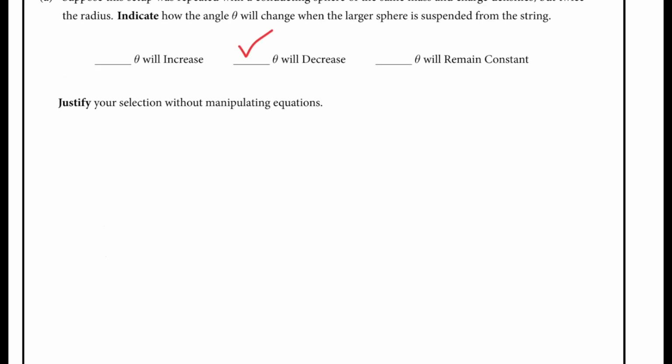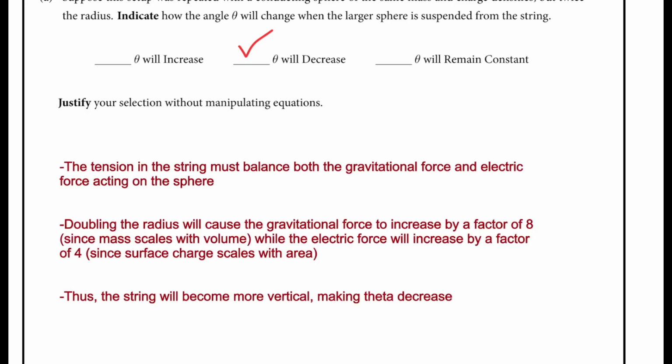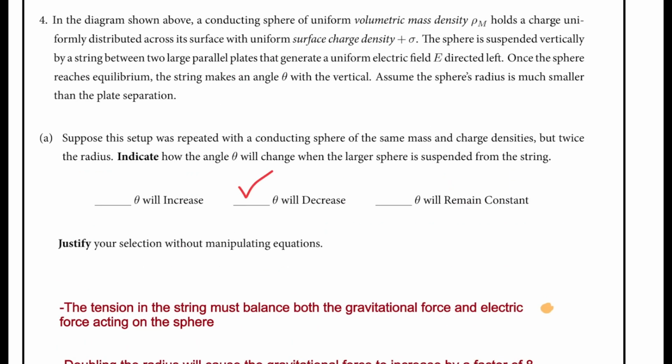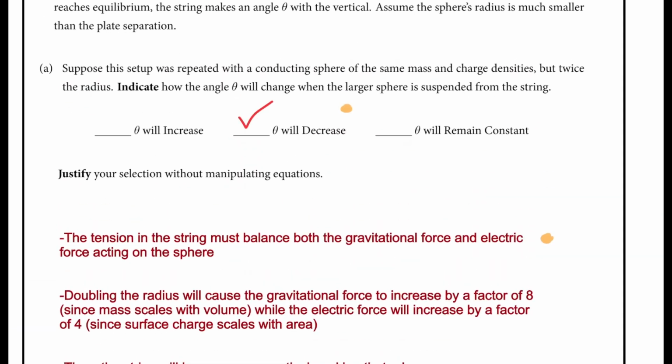So here's our explanation on this. The tension in the string must balance both the gravitational force and electric force acting on the sphere. 1 point if you said that, regardless of checkbox. You also get 1 point for selecting the theta decreases checkbox. So if you said anything about balanced forces, or the fact that there are two forces acting on the sphere that need to be balanced, that's 2 points. That's one of your justification points.